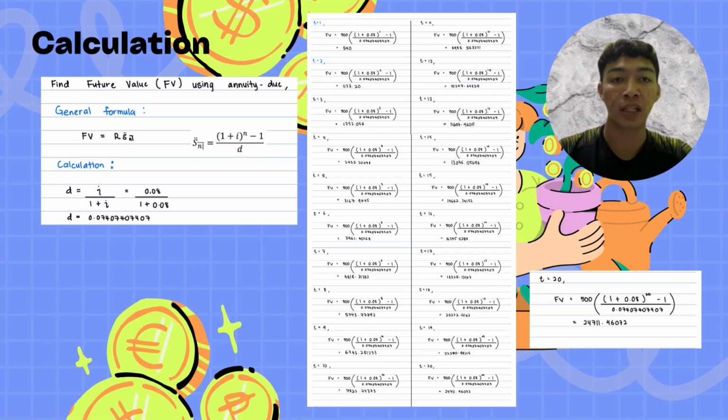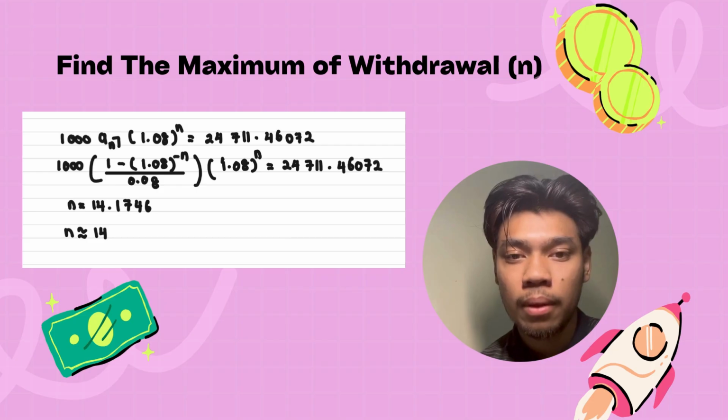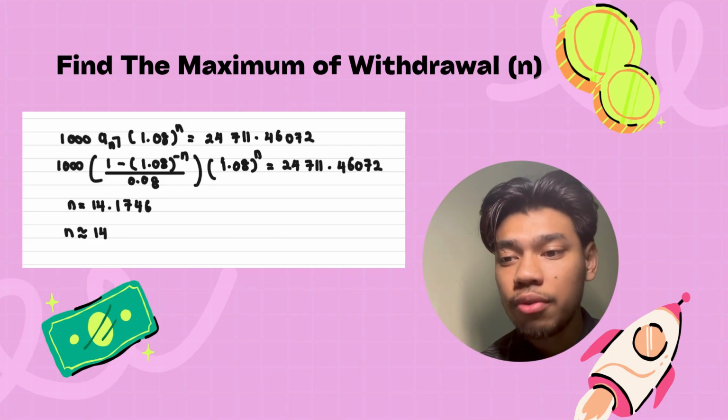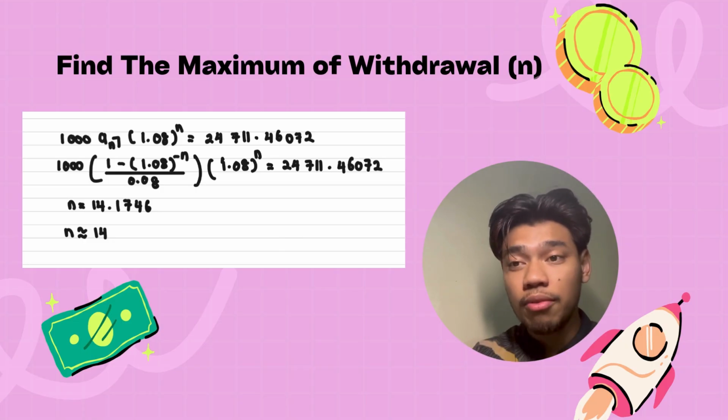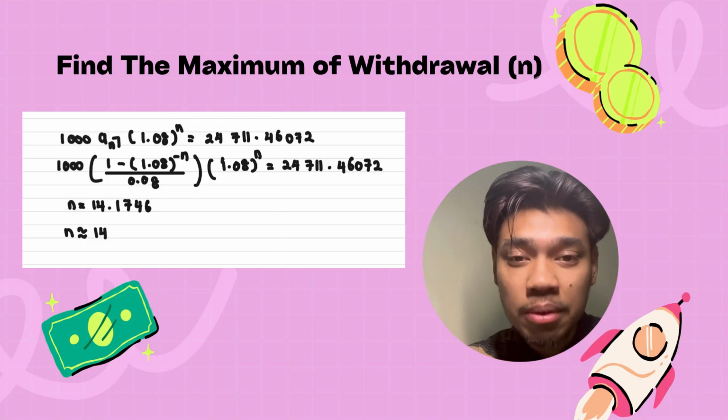First, we need to find d, where d is equal to i over 1 plus i, where i is 0.08. So we got d equals 0.0740740747. Then we can find the future value for each year. Here is the list of future values for t1 to t20, where the final future value is 24,711.46.